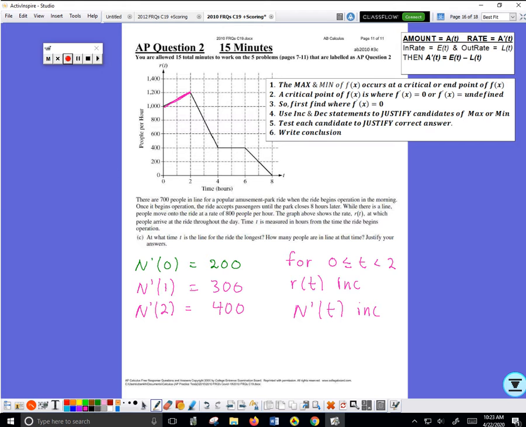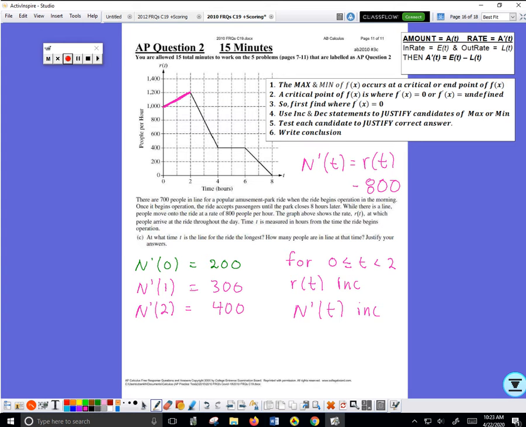Because n prime, again, is nothing more than whatever you see on the graph, subtract 800. So it's whatever you see on the graph of R, subtract 800. That's what n prime is. So when we see little r going up right here, that means n prime has to be going up as well.